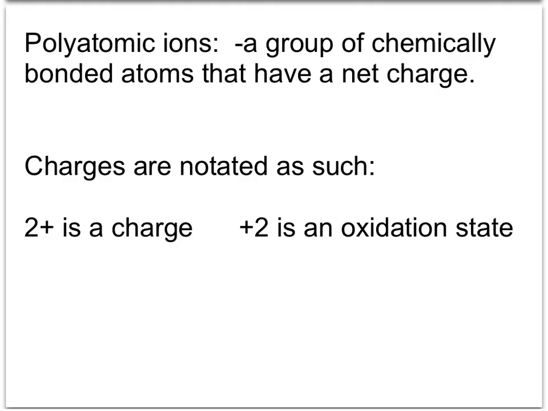So, polyatomic ions, what are they? Well, they're a group of chemically bonded atoms that have a net charge. The prefix poly means many. Polytheism, it's a religion that believes in many gods. A polygon is a many-sided figure. Polydactylism, many fingers or toes.